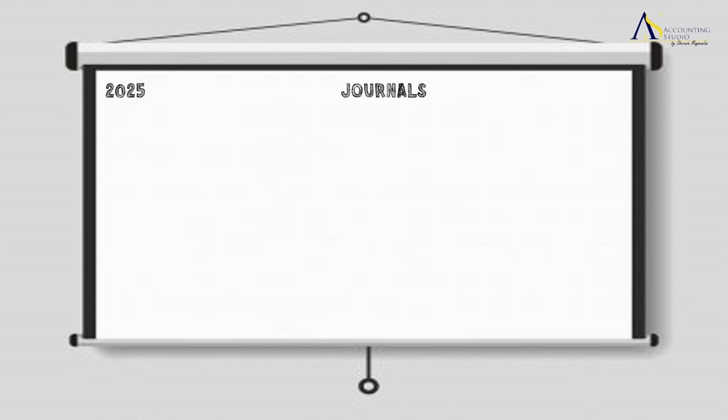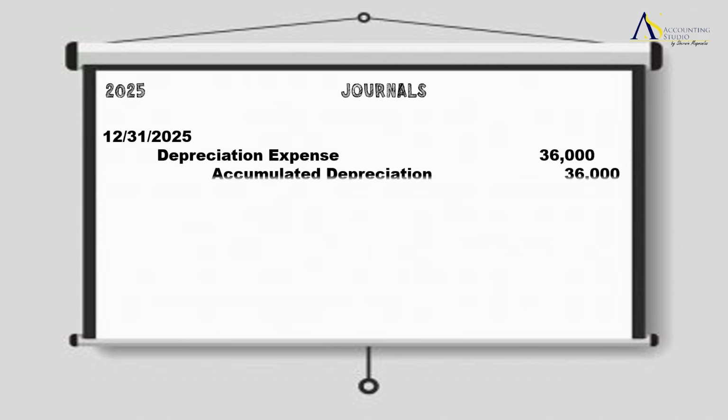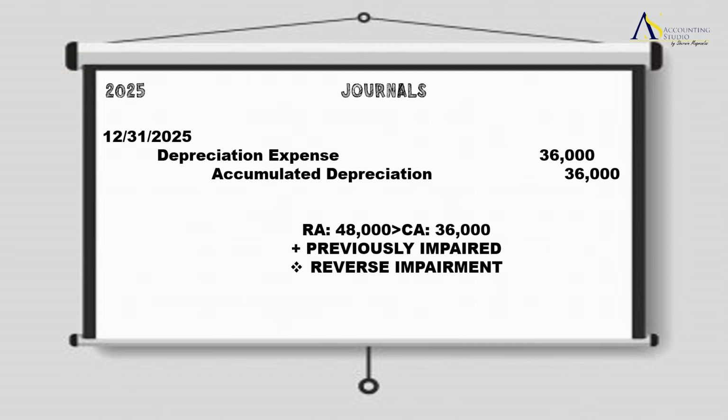In 2025, the carrying amount is 72,000, computed as 80,000 less the impairment loss of 8,000. We depreciate the building by its remaining useful life, which is 2 years, and therefore recognize depreciation of 36,000. But now the recoverable amount is 48,000, which is greater than the carrying amount of 36,000. This time, because we have previously impaired the building, we can reverse the impairment. The reversal of impairment would be as follows.